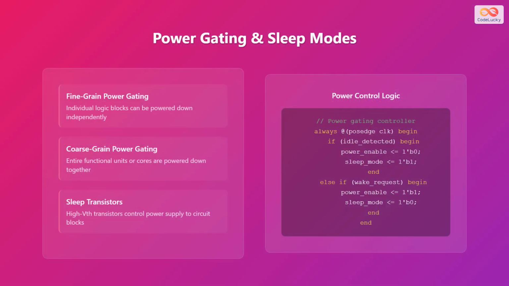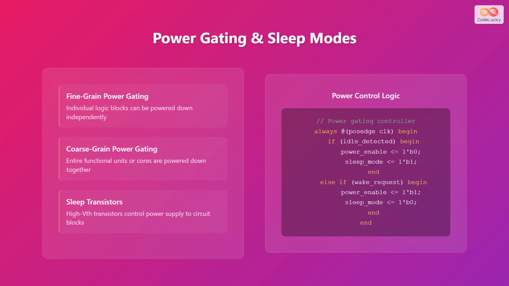Power gating involves shutting off the power supply to inactive circuit blocks to minimize static power consumption. Fine-grained power gating allows individual logic blocks to be powered down independently. Coarse-grained power gating involves powering down entire functional units or cores together. Sleep transistors, which are high VTH transistors, are used to control the power supply to circuit blocks.